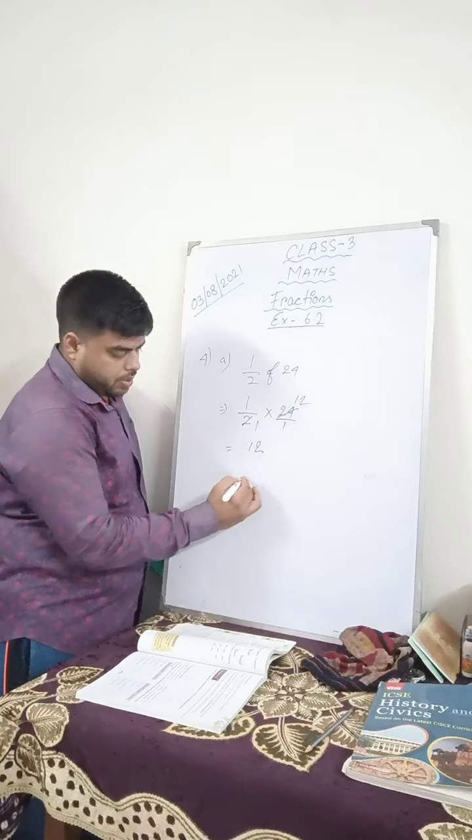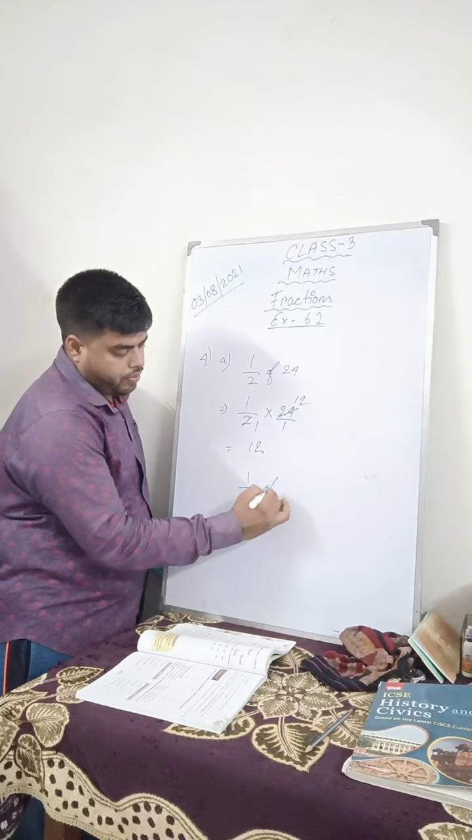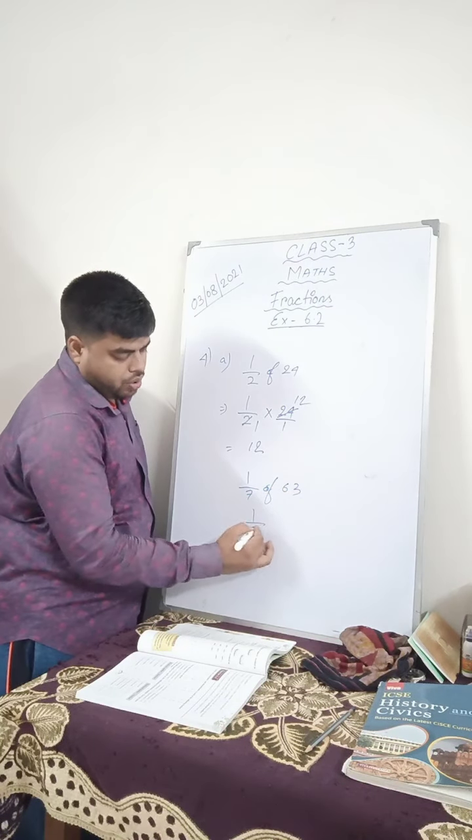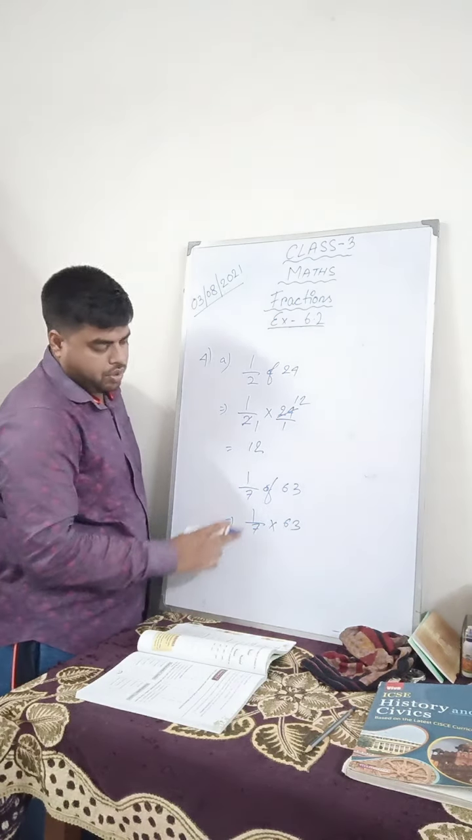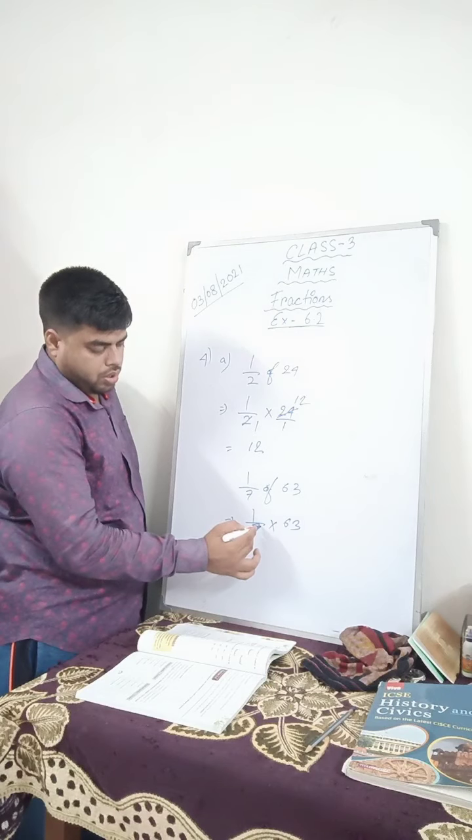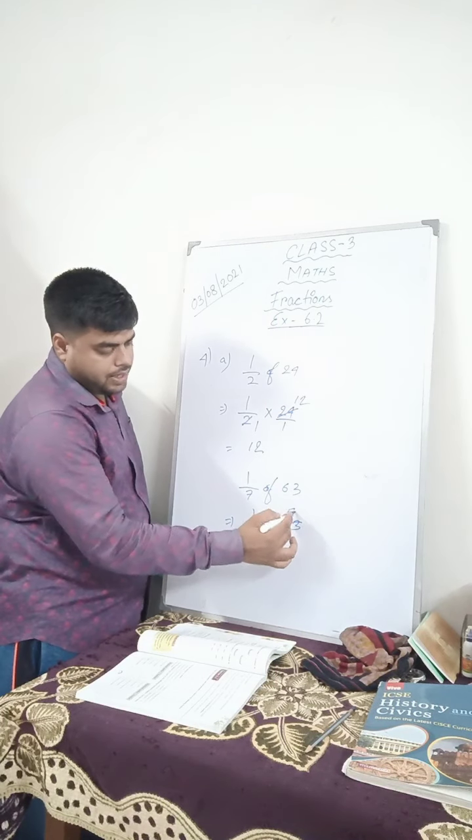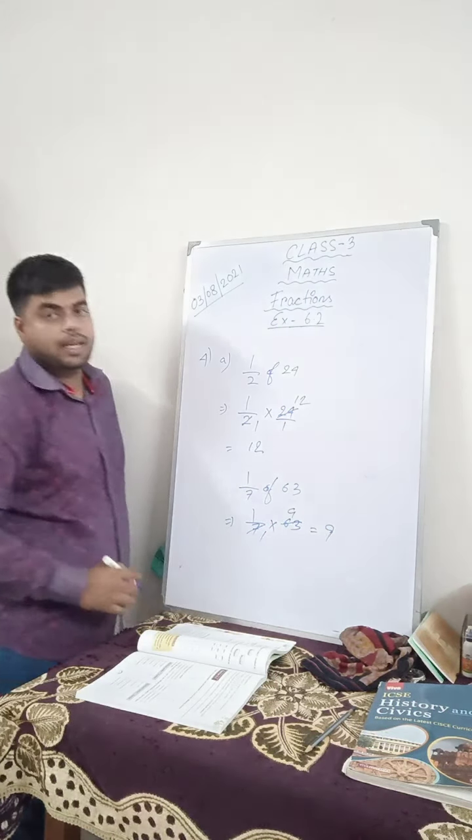Let us see, suppose 1/7 of 63. That means you will write 1/7 into 63. That means what? This is the numerator. So 7 1s are 7, 7 9s are 63. So 9 is the answer.